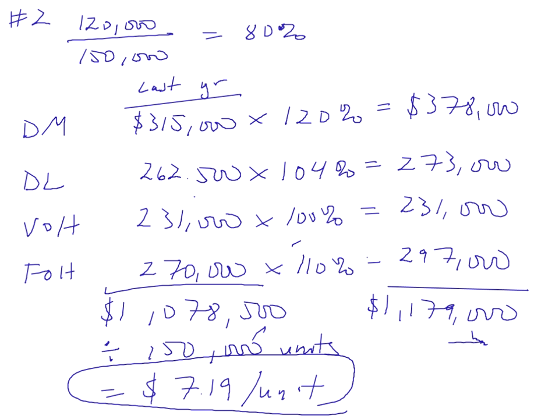It tells us that again, last year we made 150,000 units. If it said, well, what if you make this 150,000 units this year? How much are you going to spend? Then that would be our answer: $1,179,000. But it doesn't tell us that we're going to make 150,000 units again. It says that we're going to make 120. So how do we handle that?